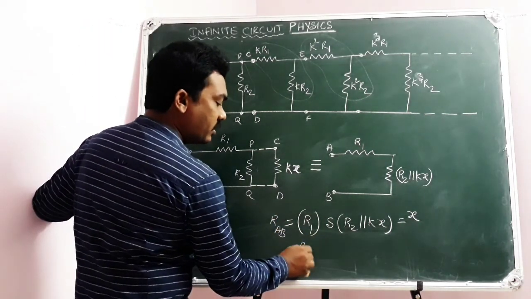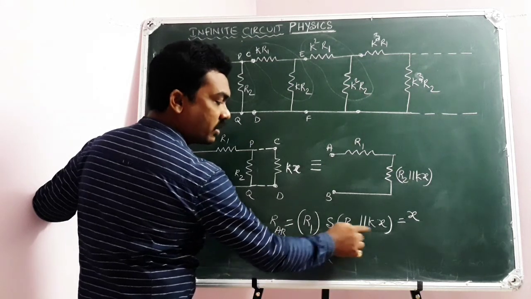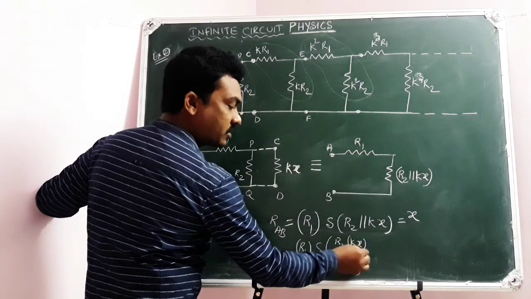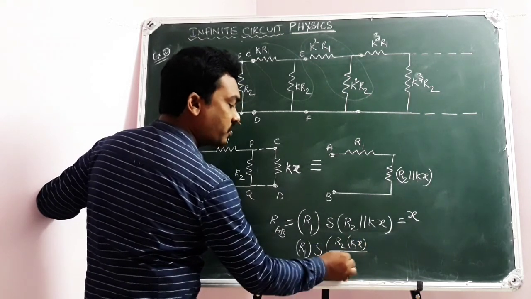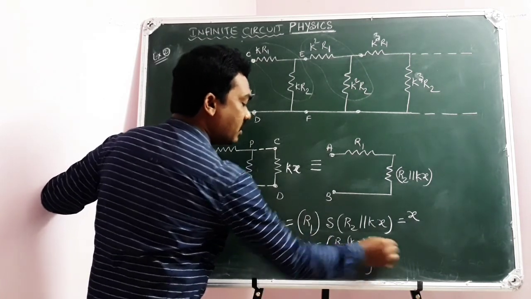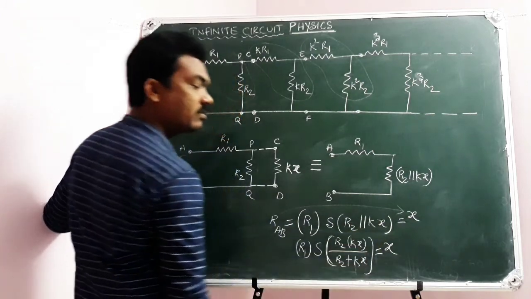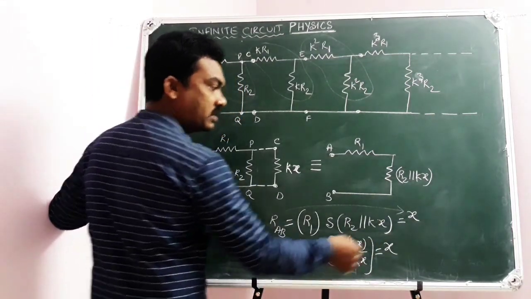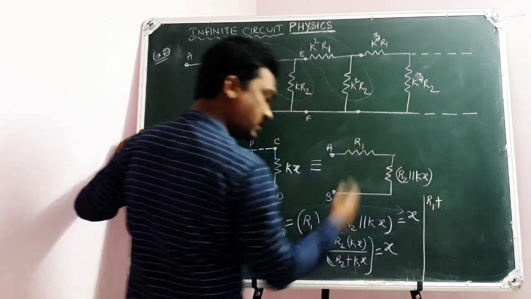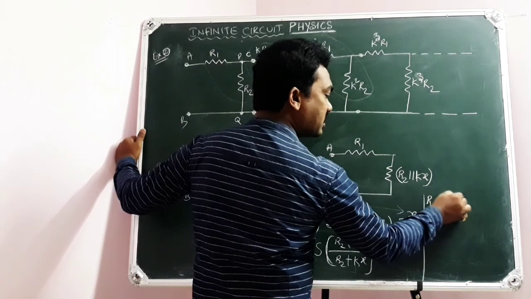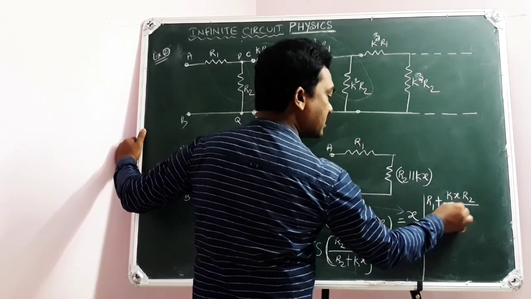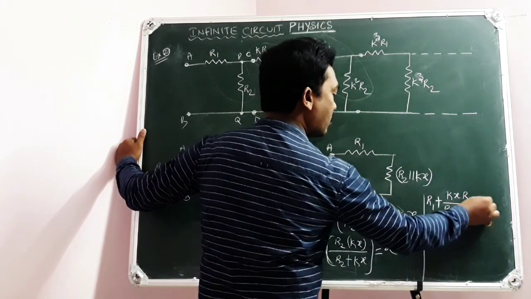Here R1 is in series with this parallel combination. Parallel means R2 into Kx, R1 R2 by R1 plus R2, means R2 Kx by R2 plus Kx, is equal to X, because equivalent resistance across AB is X. Now these two are in series, and when they are in series, equivalent means plus. So R1 plus KxR2 by R2 plus Kx is equal to X.